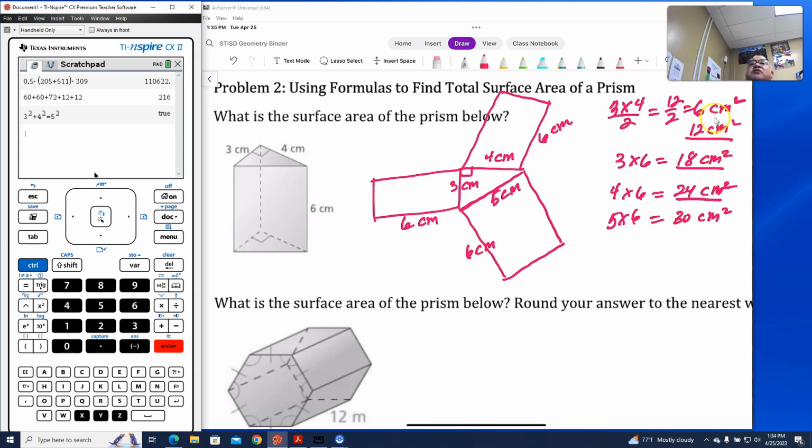So what you're going to have to do with all these, well, actually the ones that are underlined, you're going to have to add up those amounts. So the answer is 84 centimeters squared, or squared centimeters.